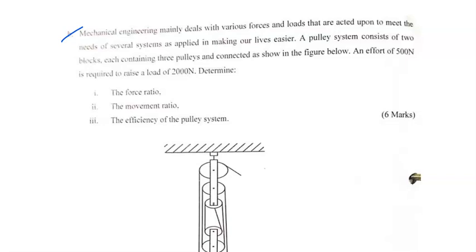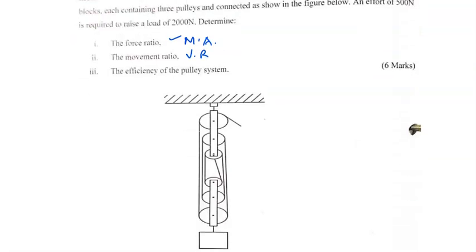You can see that we have a pulley. We're supposed to find the force ratio. Force ratio is simply the mechanical advantage. Then the movement ratio is simply the velocity ratio. So take note of that even as you are calculating.